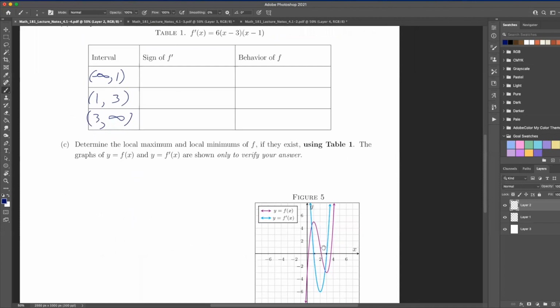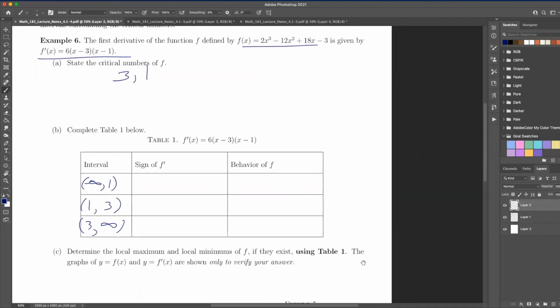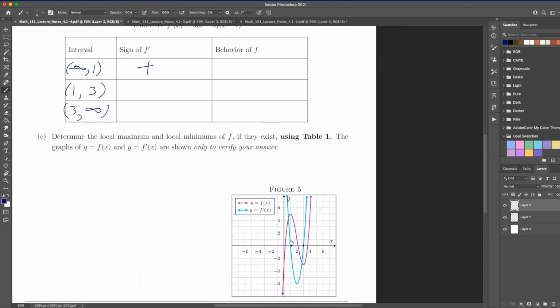Well, let's do it here. Let's just choose a point of 0. If I plug in 0 here, I'm going to have 6 times -3 times -1. And so that's going to be positive, right?